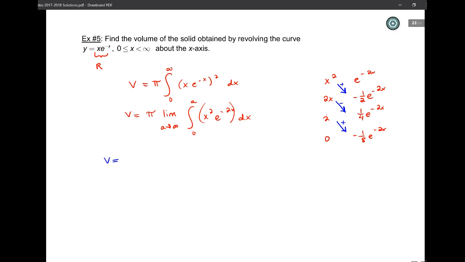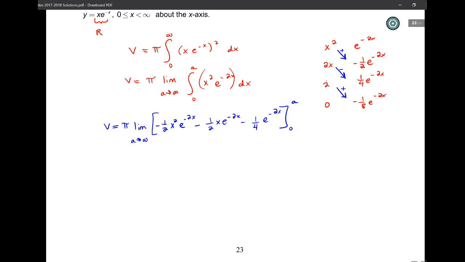So now when we write this, we're going to have our limit, and then we are going to have a negative 1/2 x squared e to the negative 2x, and then minus 2 times a fourth, so that'll be minus 1/2 x e to the negative 2x, and then minus 2 times an eighth, so that'll be minus 1/4 e to the negative 2x, and we want to evaluate this from 0 to a. Okay, this actually can be simplified.